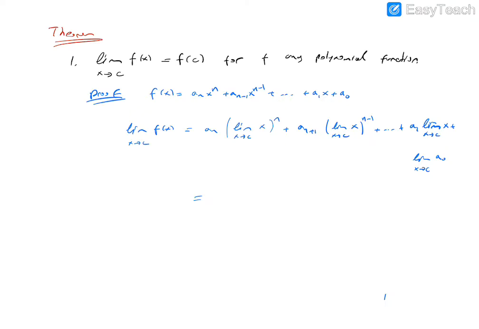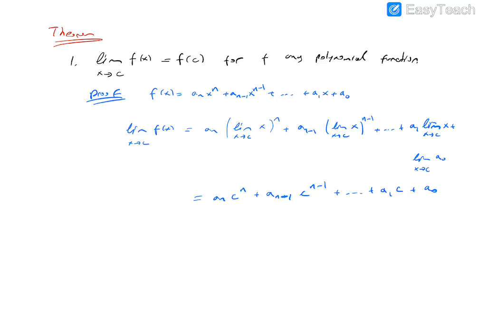So again, by the first two properties, the second property says this is c to the power n. So an times c to the power n plus an minus 1, not plus 1, sorry, this is minus 1, c to the power n minus 1 plus blah blah blah, a1 c plus a0. This limit is c, so a1 times c. This limit is a0 because it is constant from the first property. So we obtain this fact.